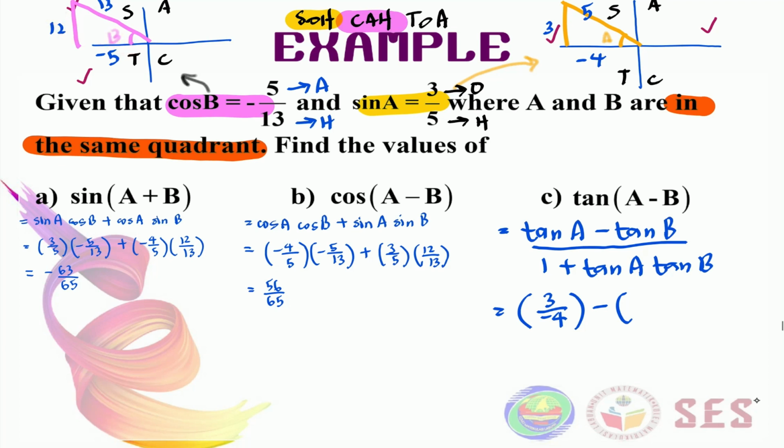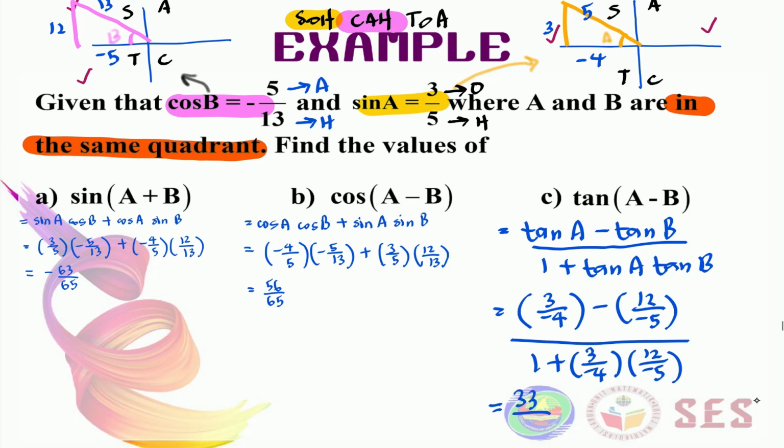So that is 12 over minus 5. And the whole thing divided by 1 plus tan A, that is 3 over minus 4. And then multiplied by tan B, that is 12 over minus 5. So put this in your calculator. You're going to get 33 over 56.